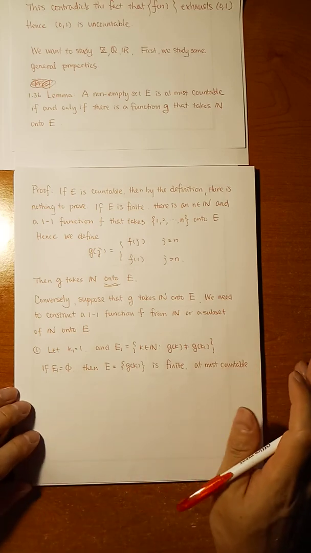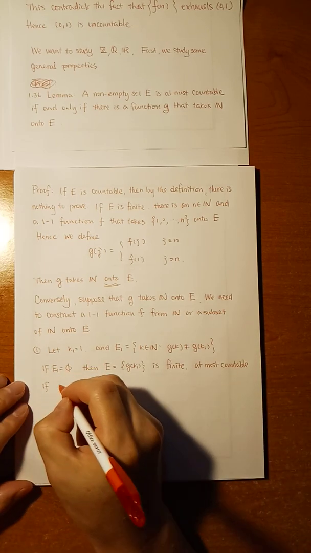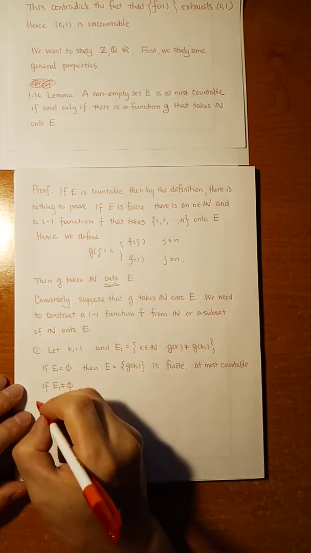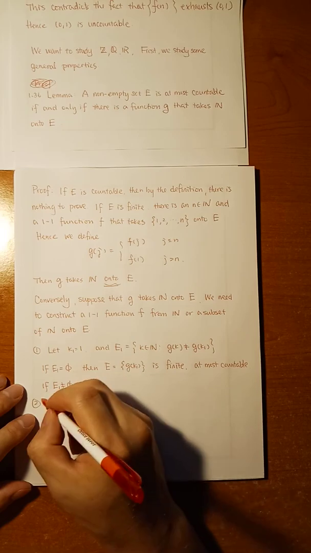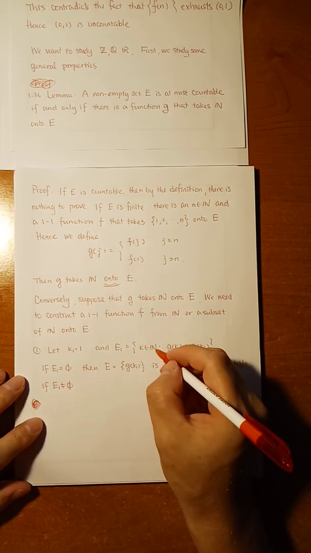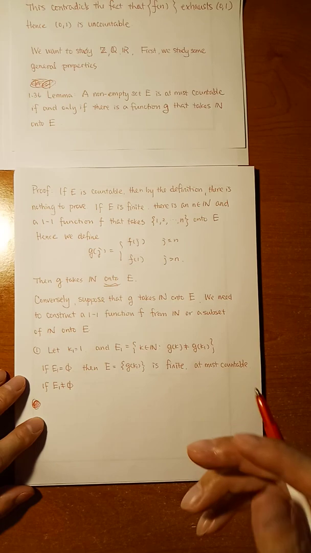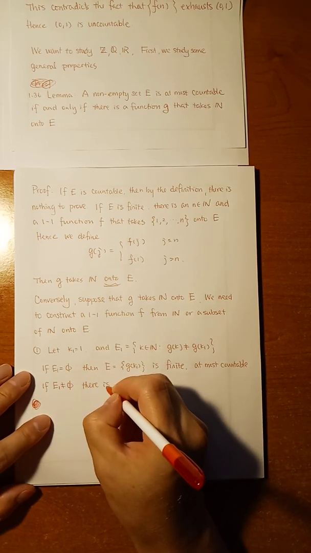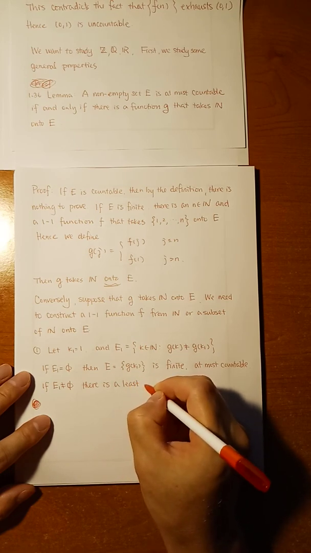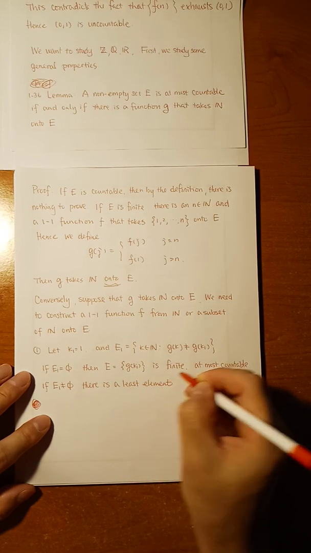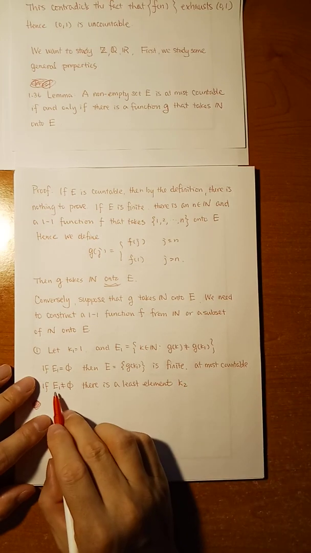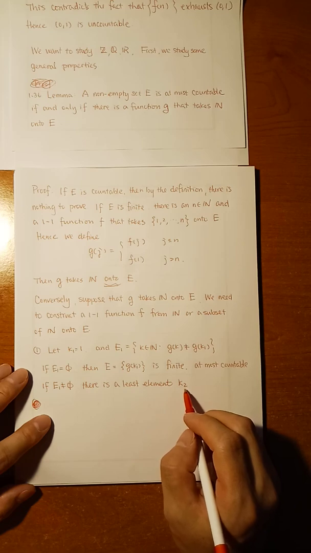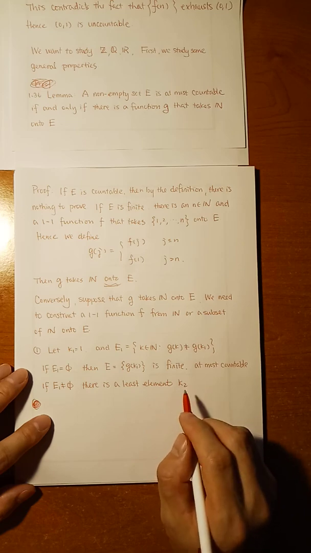Okay, so this is done. If E1 is not empty, let's continue. It's a subset of natural numbers, so by the well-ordering axiom there is a least element. Let's call it K2. Be careful: K2 is in E1. That's a least element.